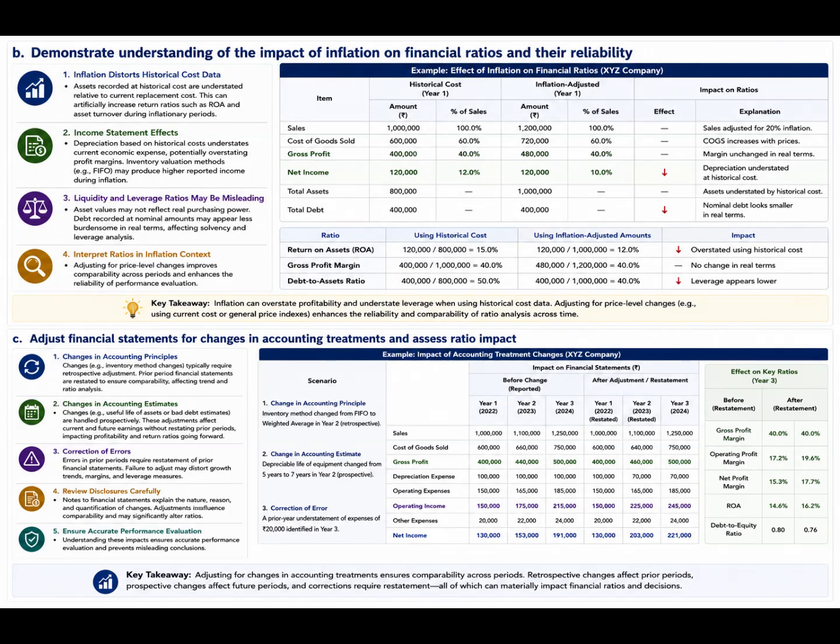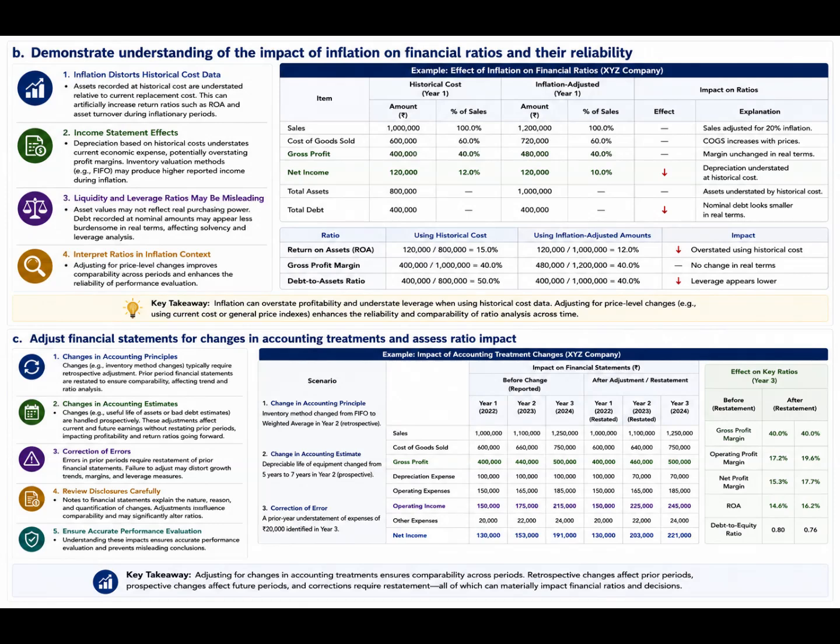Income statement effects also occur. Depreciation based on historical costs understates current economic expense, potentially overstating profit margins. Similarly, inventory valuation methods, e.g., FIFO, may produce higher reported income during inflation.